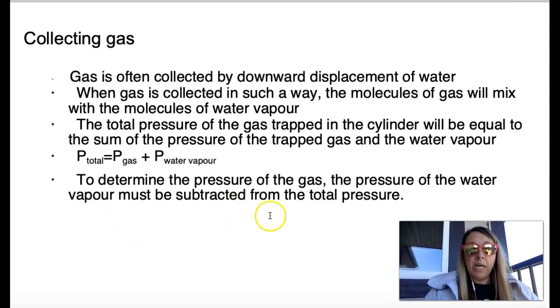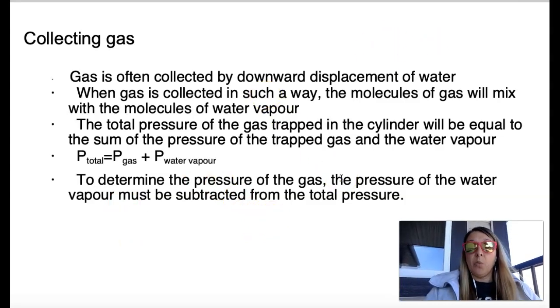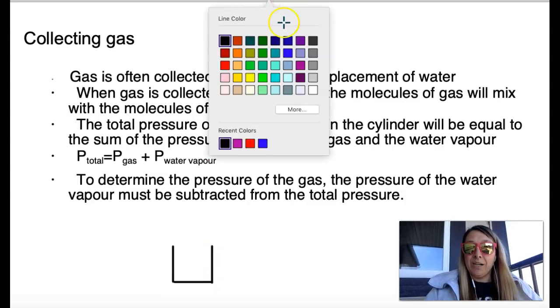I wasn't sure if I have a slide on that, I don't. So what happens in the downward displacement of water is we are basically going to fill the container we want to collect the gas in entirely with water. That's going to ensure that we've removed all of the other gases that are there. Generally, we are going to have our container, considered a bucket, and we are going to fill it up with water.